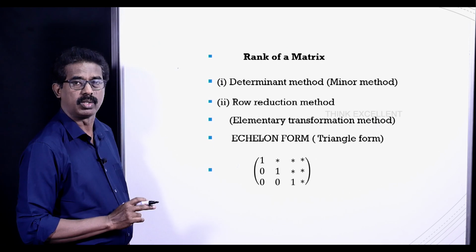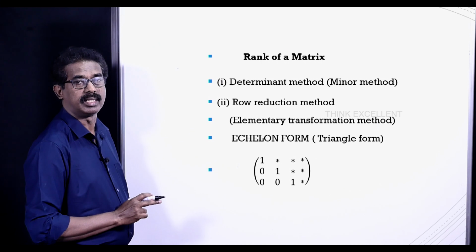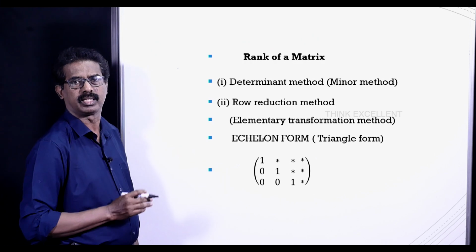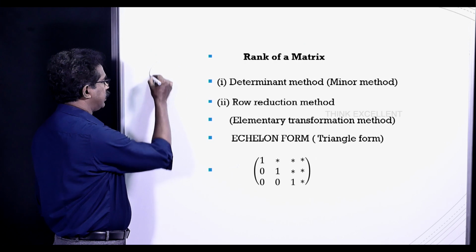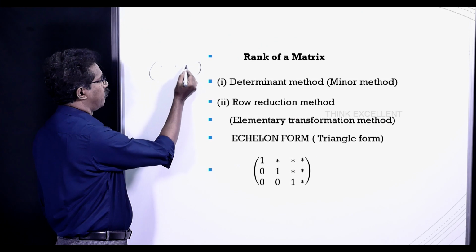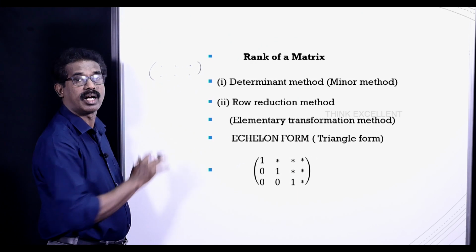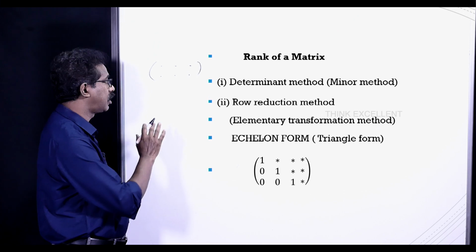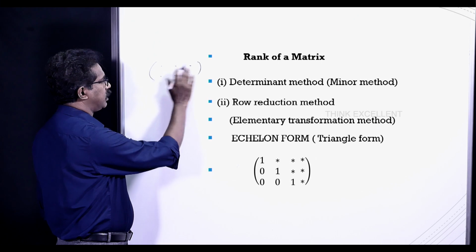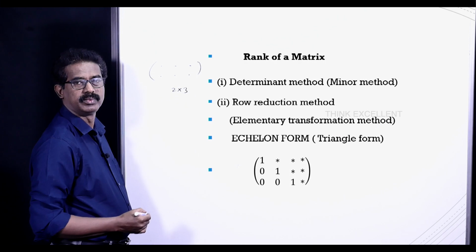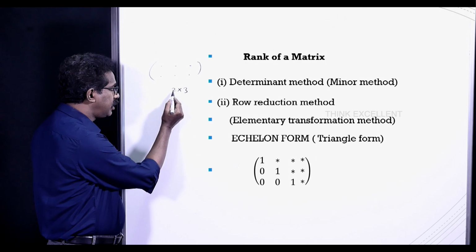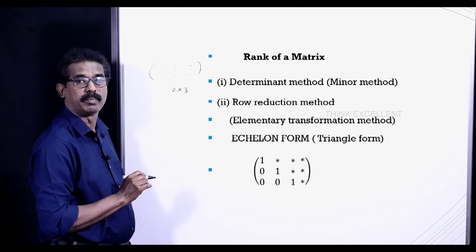And I said there is one more method, the first method, that is what? Determinant method. Just to explain to you what is determinant method. It's a very simple one. A matrix is given. First step, you check the order of the matrix. Order of the matrix. So it is a 2 by 3, right? 2 by 3 matrix.